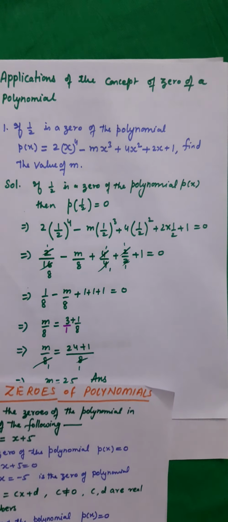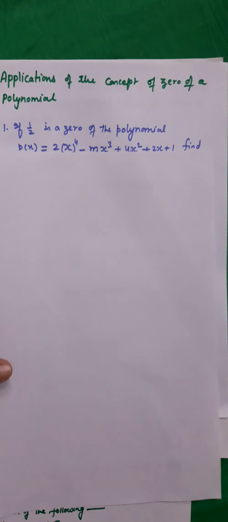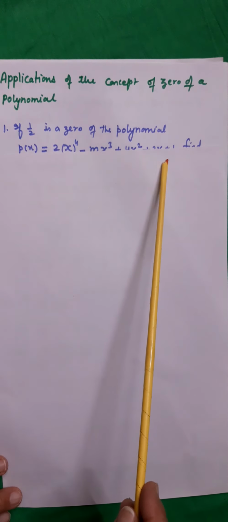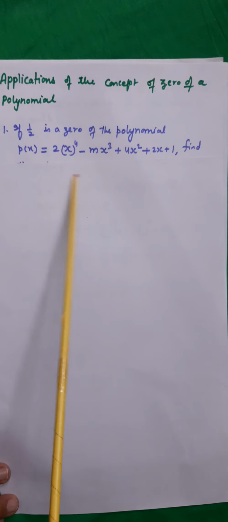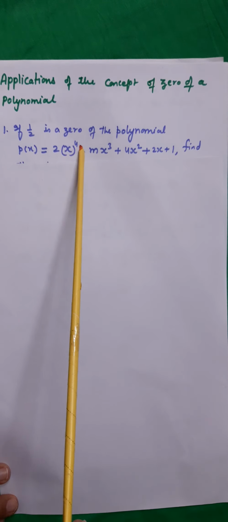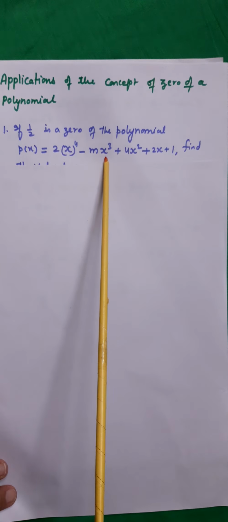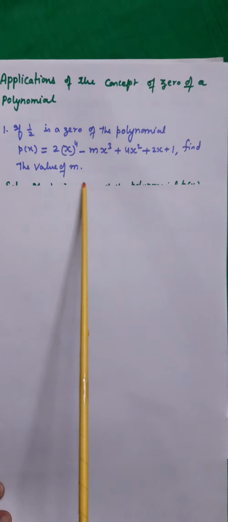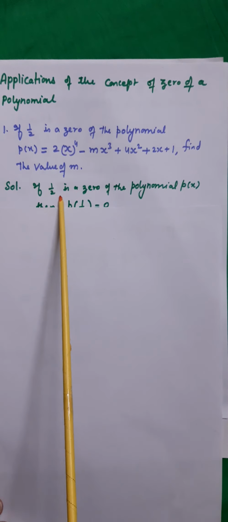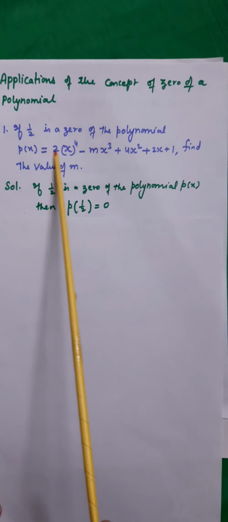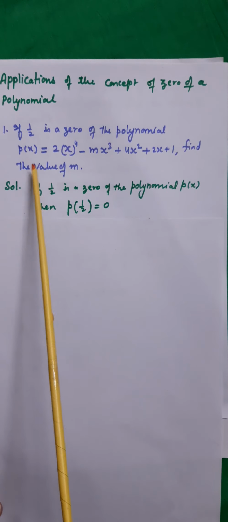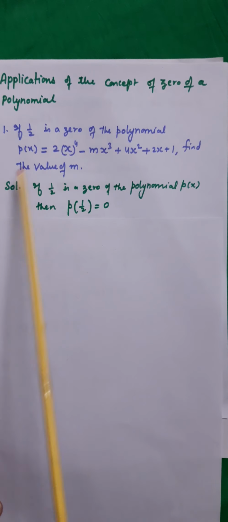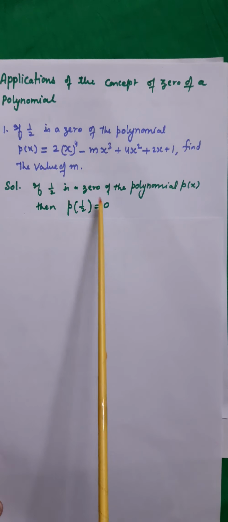Now, applications of the concept of the zero of a polynomial. If 1/2 is a zero of the polynomial p(x) = 2x^4 - mx^3 + 4x^2 + 2x + 1, find the value of m. Solution: if 1/2 is the zero of the polynomial p(x), then that means p(1/2) should be equal to 0.